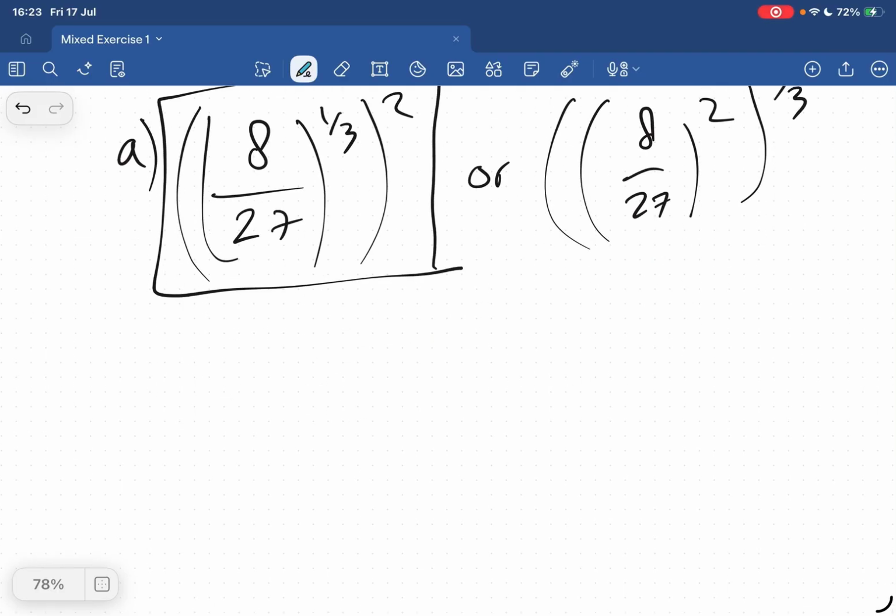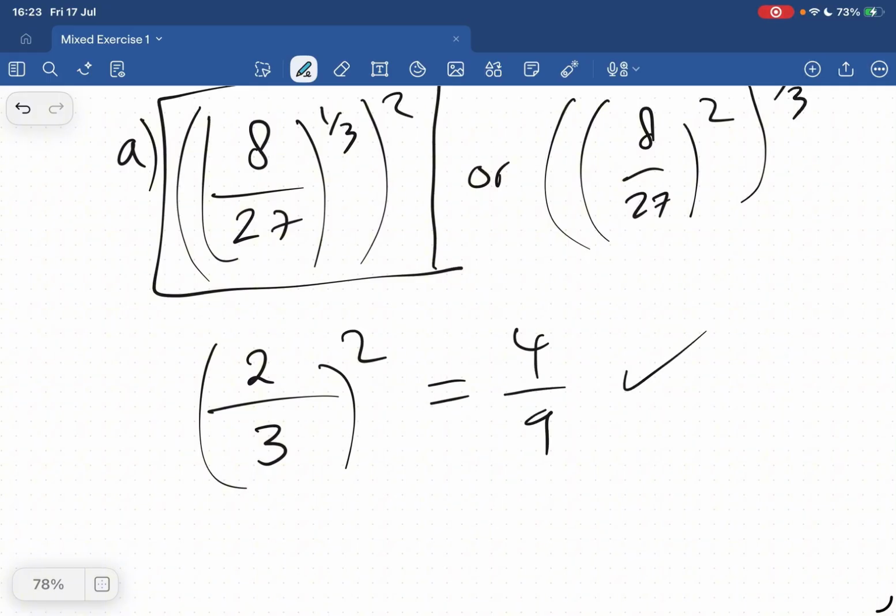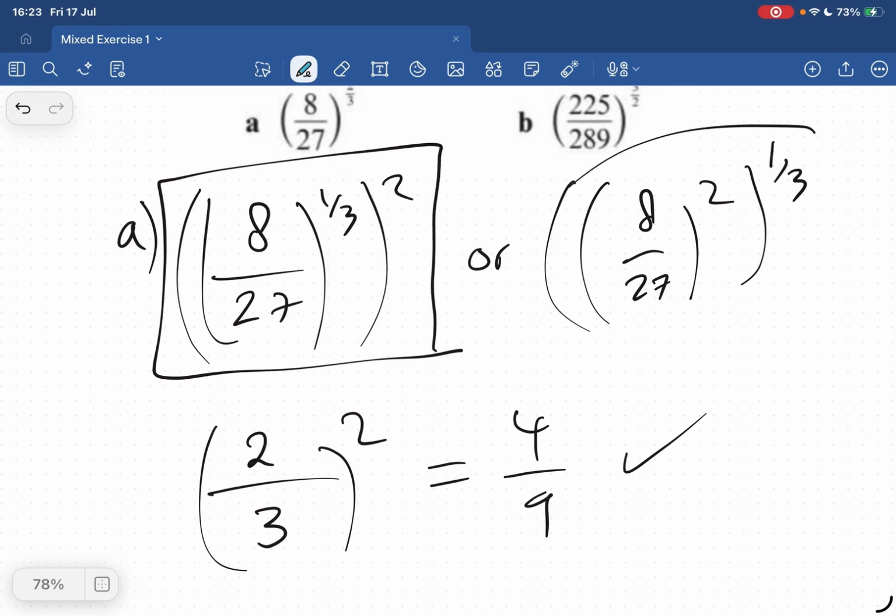Okay, we know the cube root of 8, which is 2. Cube root of 27 is 3. Then we square it, which gives us 4/9. Okay, and that's our final answer. This other way would have taken us a lot longer.